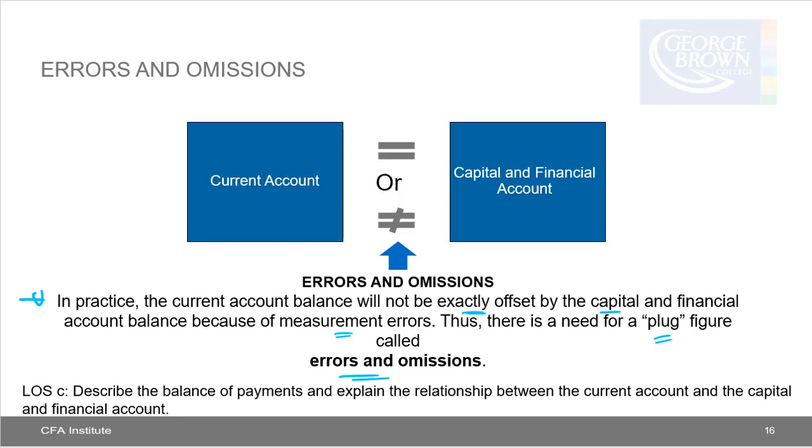So in practice, it is rare, if not impossible, to end up with the capital and financial account balance exactly offsetting the current account balance. So there's a need for a plug figure, and it's called errors and omissions, and that makes the sum of all the items in the balance of payments equal to zero.